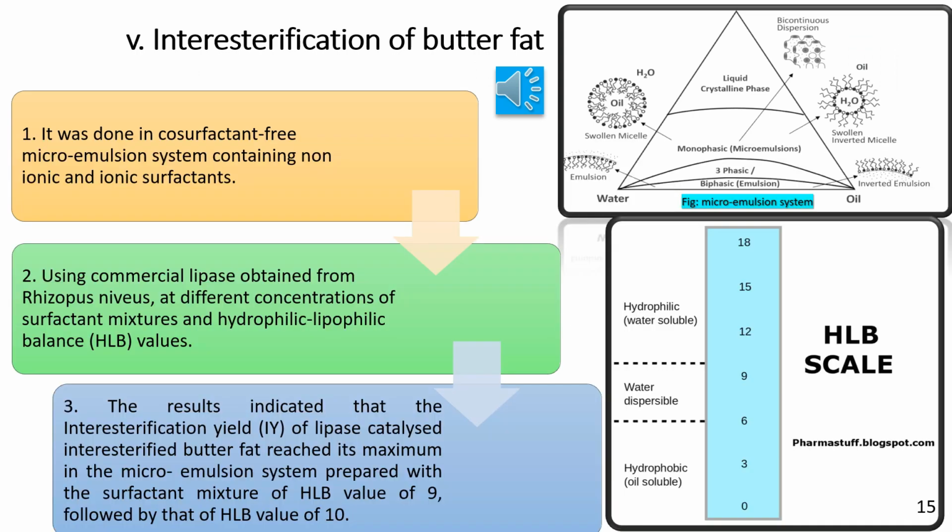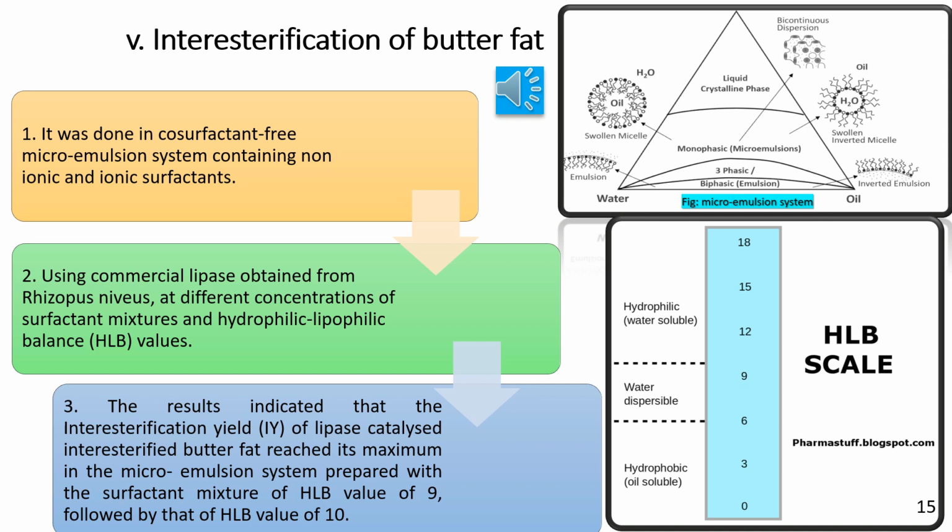Interesterification of butter fat. So how are the butter fats interesterified? The process is done in a co-surfactant free macroemulsion system that consists of non-ionic and ionic surfactants. You can see the picture of the macroemulsion system on the right side of the slide. That's how the whole process of the macroemulsion system can occur. The second point is that we can choose a commercial lipase, like the lipase which is used for industrial purposes.